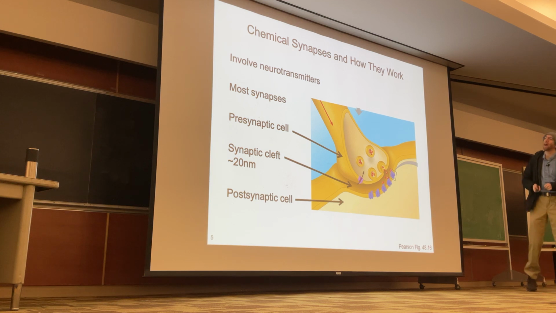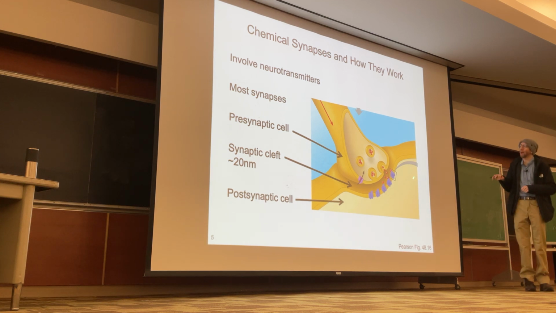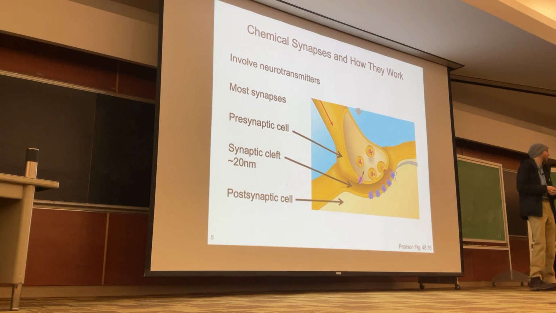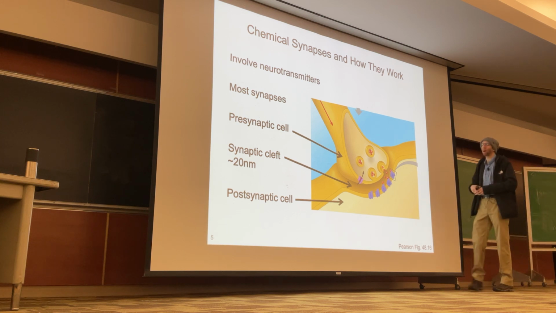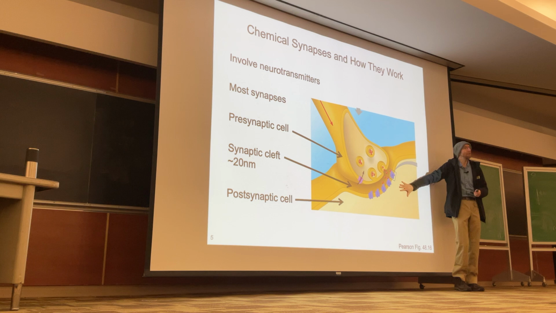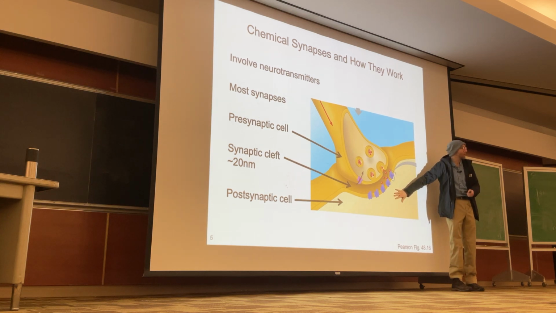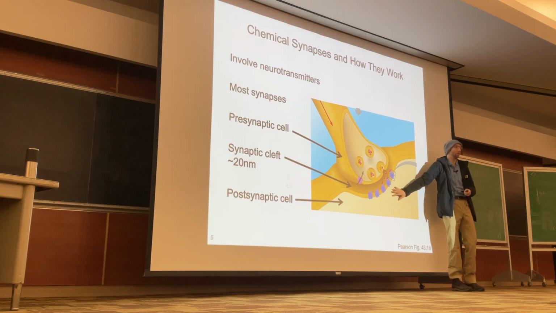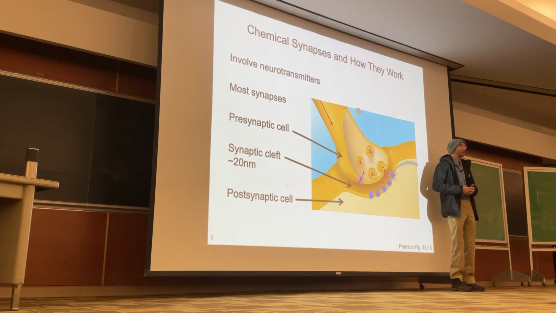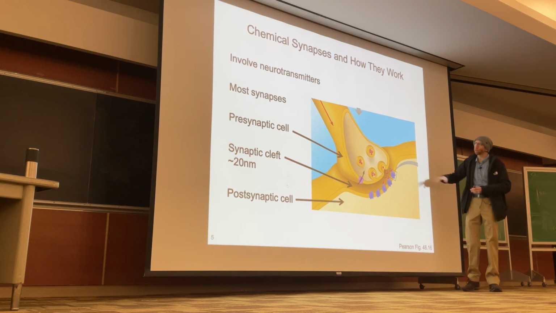And then on the far side of that synaptic cleft, we have the postsynaptic cell. That is the cell that is going to receive that signal and respond to it in some way. And the main thing that we're going to emphasize today in terms of a response is changing the membrane potential of that cell, either depolarizing it or hyperpolarizing it, and potentially triggering a new action potential in that postsynaptic cell. So those are the parts.